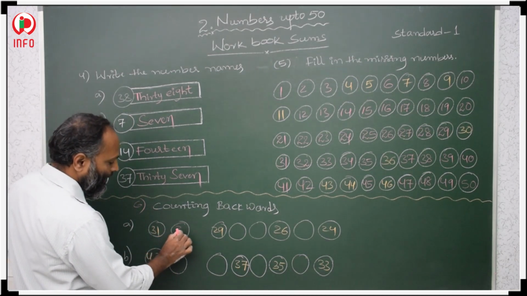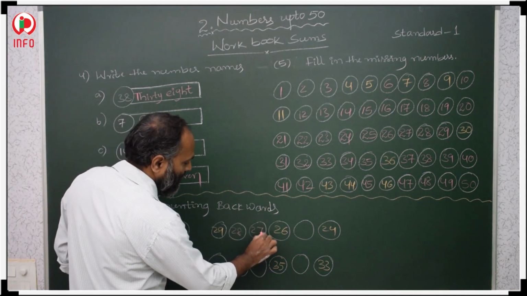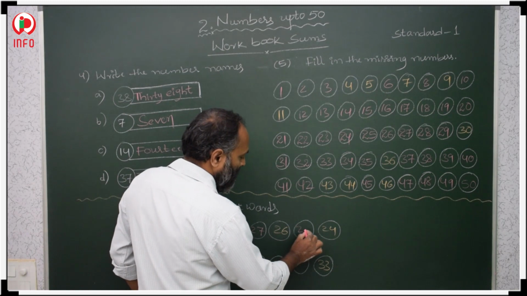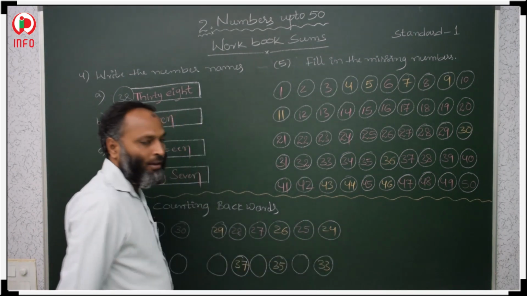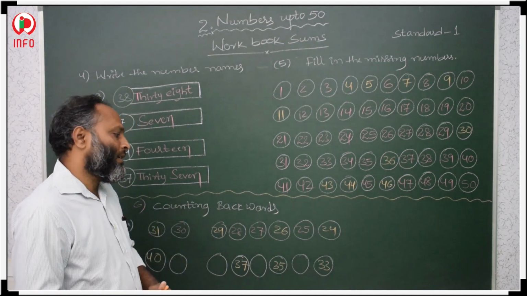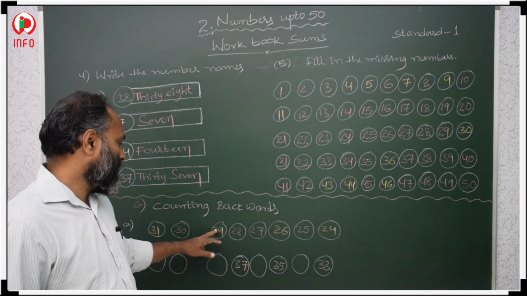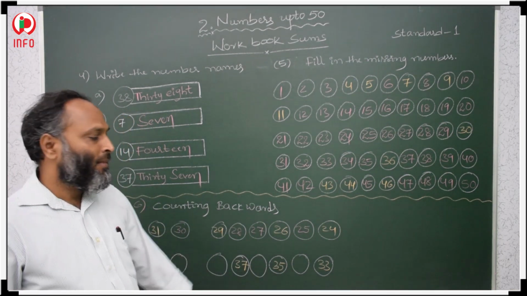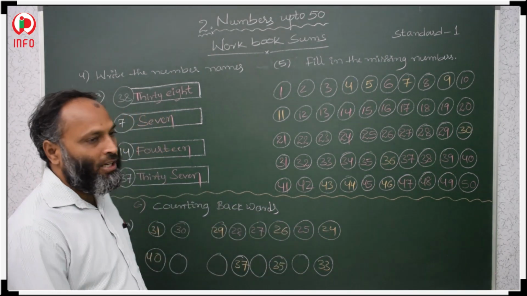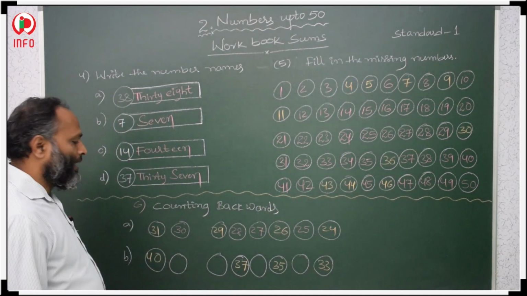31, then 30, 29, then 28, then 27, 26, 25, 24. In this way we have to count back, in the reverse order. If you check here 24, 25, 26, 27, 28, 29, 30, 31, in the backward if you check, then you will get regular counting. Here also we have to count it back.